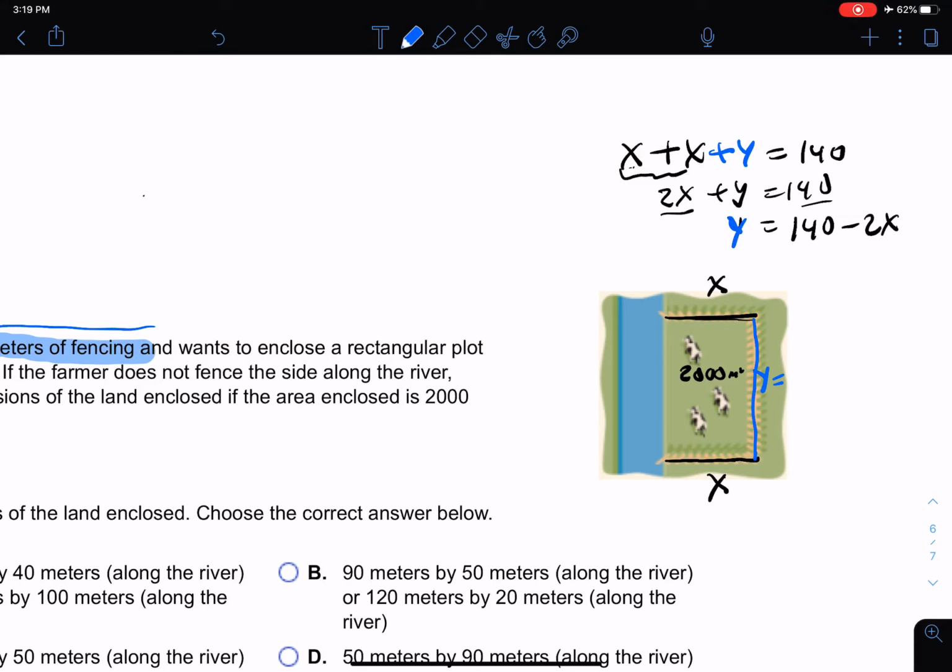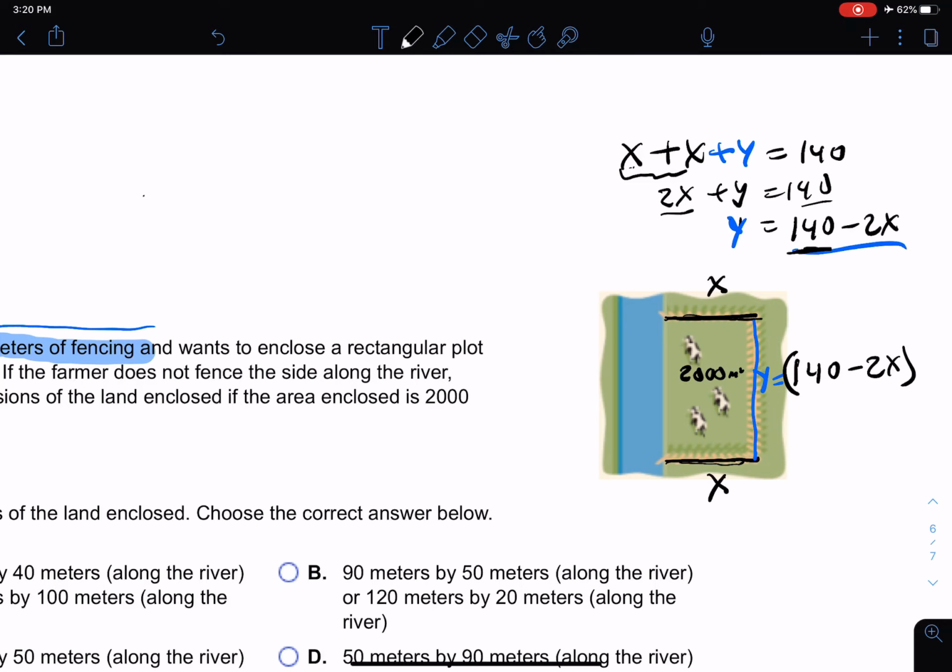So I'm going to replace this y with y equals 140 minus 2x. Let's see if that makes sense also, right? So you start off with 140 meters of fence. You use some of it over here, that's x. You use more of it over there, that's 2x. So you have 140 meters of fence. You use x and x, so you subtract out 2x. What do you have left? The last little bit, which is y. So yeah, that makes sense.